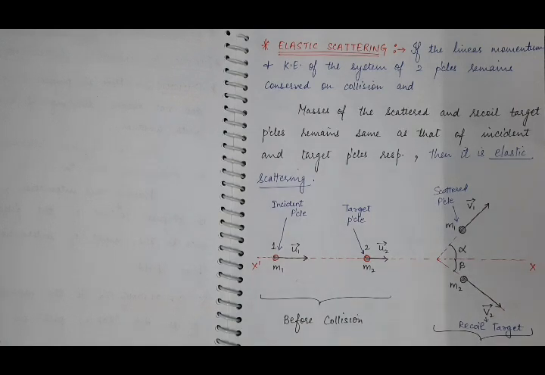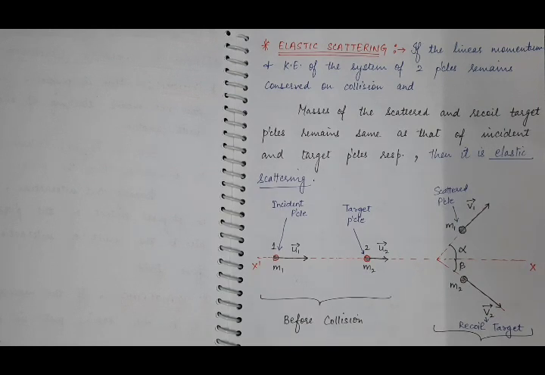Any collision is said to be elastic, or it is said to be elastic scattering, if the linear momentum and the kinetic energy of the system of two particles remain unchanged during collision. It means the linear momentum and kinetic energy of the system of two particles before collision and after collision remain the same, or you can say remain conserved. That is known as elastic scattering.